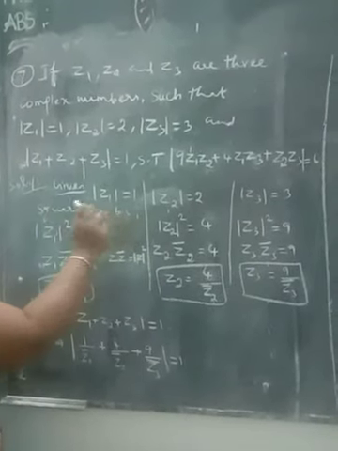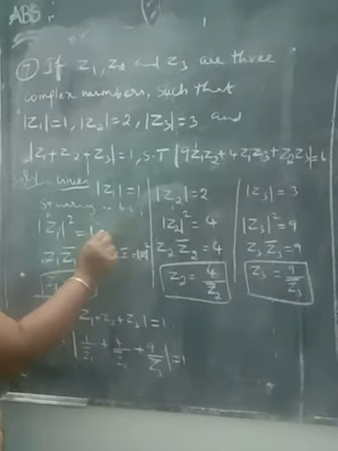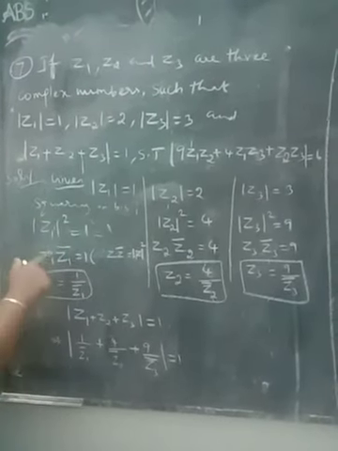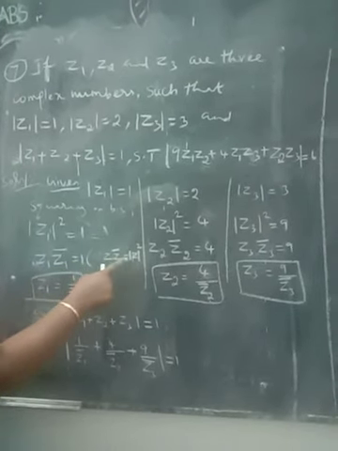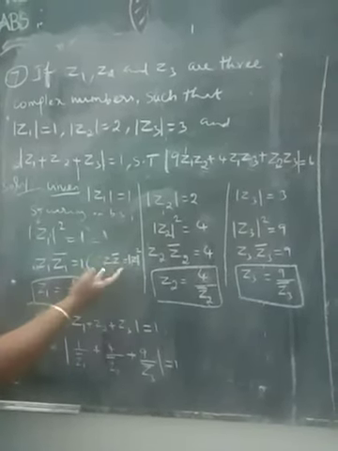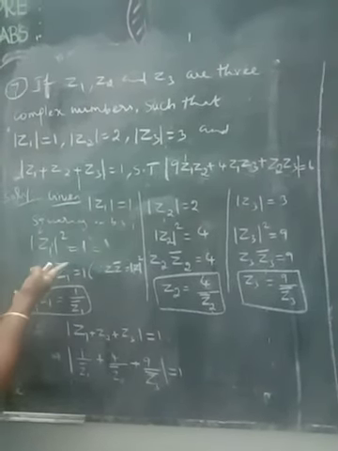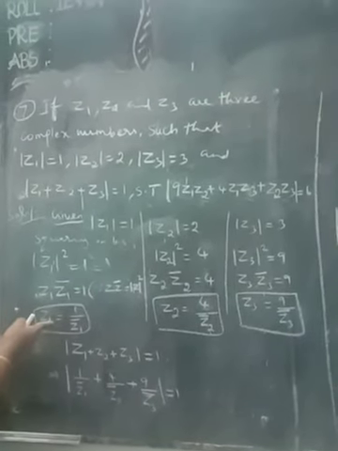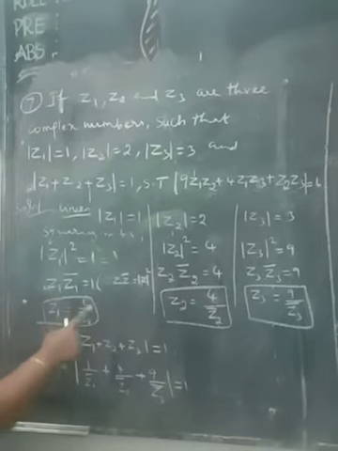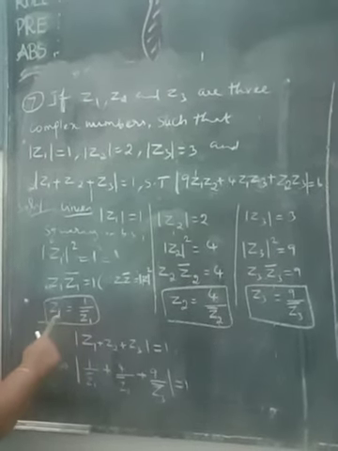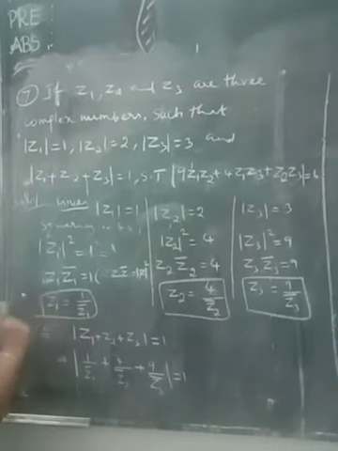We have to square on both sides. If we square, mod Z1 square equal to 1 square, 1. Then mod Z1 square, one property is there: Z into Z bar equal to mod Z squared. So, using that property, we have written this as Z1 into Z1 bar equal to 1. From this, we need Z1 now. So, keep Z1 on the left hand side and bring Z1 bar to the right hand side. So, now Z1 equal to 1 by Z1 bar. Okay, now we found Z1 value.